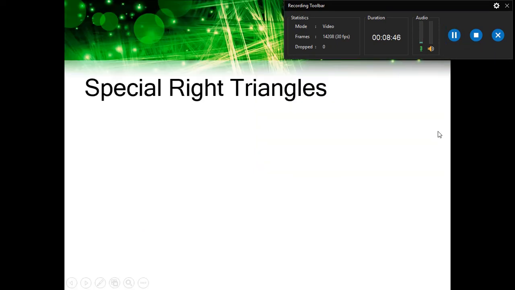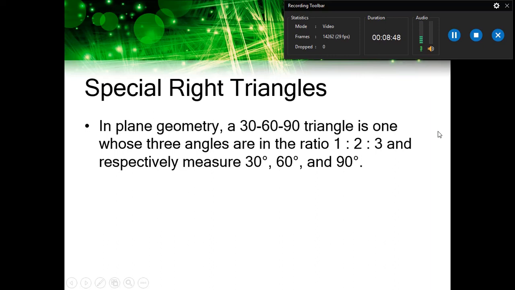The next type of special right triangle is called a 30, 60, 90 right triangle. If you reduce the ratio of 30 to 60 to 90, the angles are in a continued ratio of 1 to 2 to 3. And because that ratio exists, there is some special characteristic about the side lengths that will also exist.